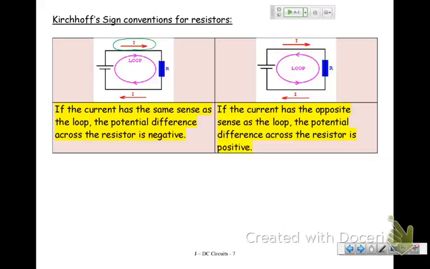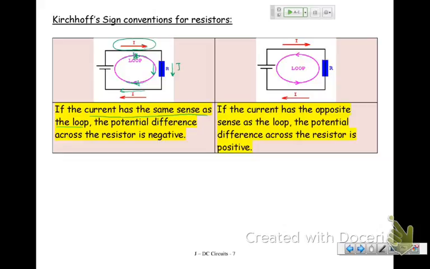It's just the loop. And the rule is, if the current, not the loop, if the current has the same sense as the loop, well, sense meaning direction. My current is going in that direction, and my loop is going in that direction. That's always going to be the case. Well, not always. But then the potential difference across the resistor, my current is going downwards and my loop is going downwards, is negative.